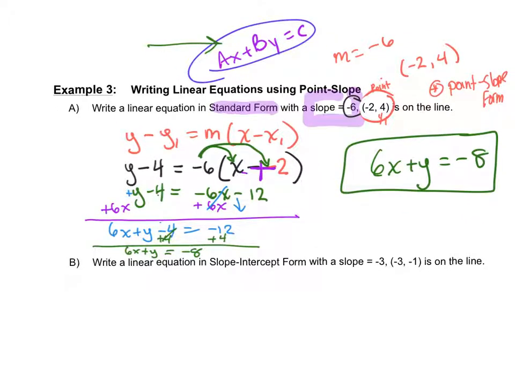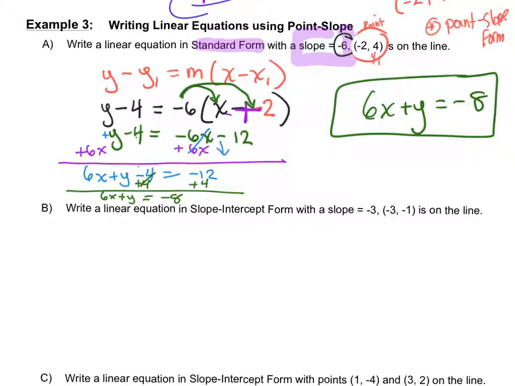All right, now, here we go. Slope intercept. They want it in slope intercept. So they want it in y equals mx plus b, because remember, slope is m, intercept is b. So that's how you can remember slope intercept is y equals mx plus b. They give me a slope of negative 3, and they give me a point. So you're going to use point slope.